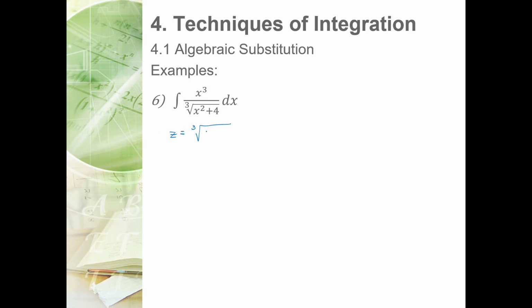So again, eliminating the radical expression. So cube root of x squared plus 4. Then again, before deriving, we eliminate first the radical expression. So that's z cubed is equal to x squared plus 4. So getting the derivative, we have 3z squared dz, then we have 2x dx.